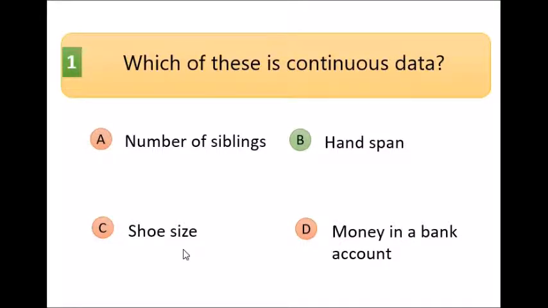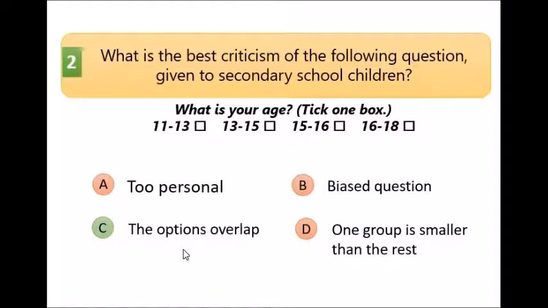So in question 2, what's the best criticism of this question? Well, in this question the options overlap. To have an age of 11 to 13 and then an age of 13 to 15, the age 13 is in both categories, same with the age 15 and same with the age 16. They're in 2 categories, so it's difficult to know which one you should tick.